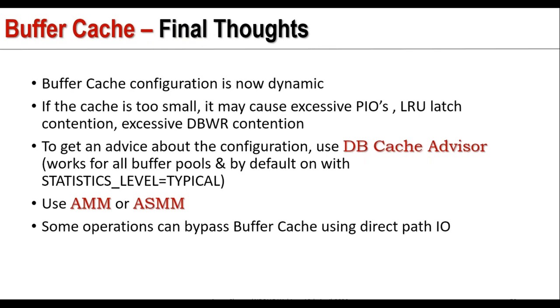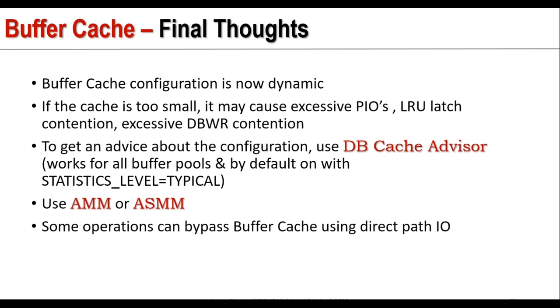Now, definitely the buffer cache is dynamic, and the size and maintenance of the buffer cache is rather simple compared to other structures like the shared pool. For example, you will not get ORA-4031 in the buffer cache, for the simple reason that it has a standard unit of I/O, which is 8 KB. So the management of the buffer cache is supposedly going to be done by AMM or ASMM.